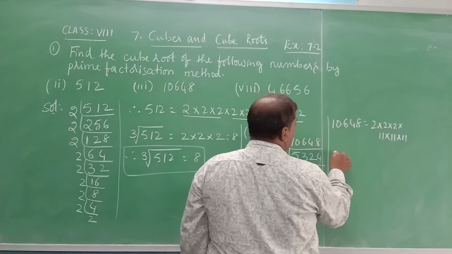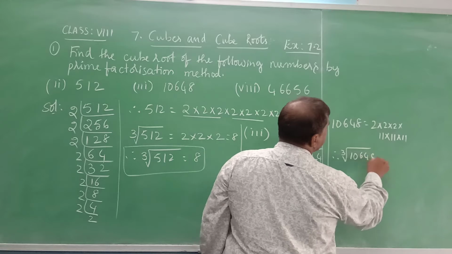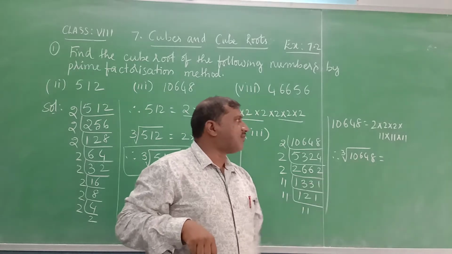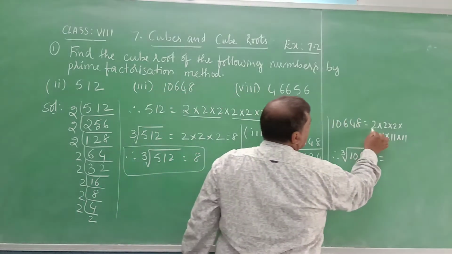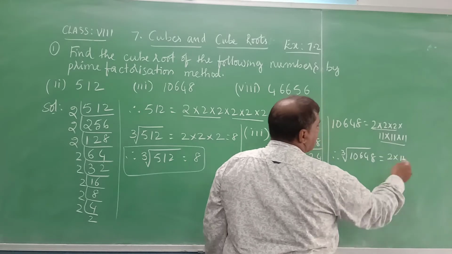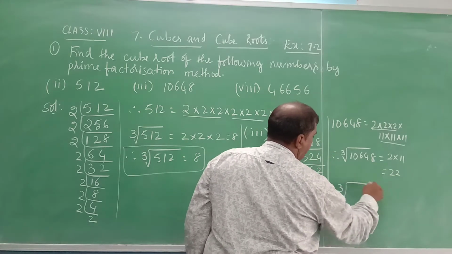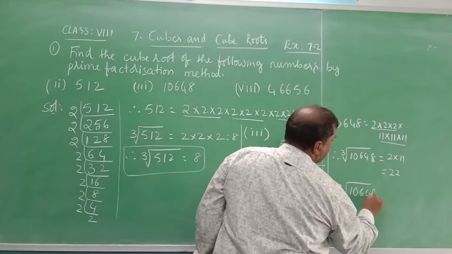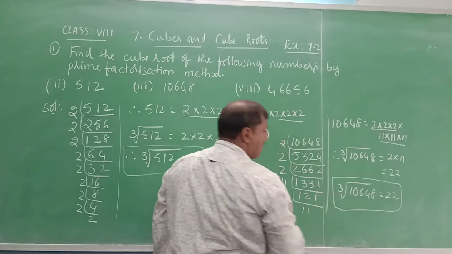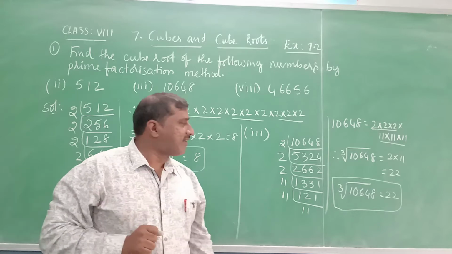Now therefore cube root of 10,648 is equal to, from each triplet you take one factor. From here 2 and from here it is 11. Now 2 into 11 is 22. Therefore cube root of 10,648 is equal to 22. Like this we will find the cube root of the given numbers. I hope you understood.